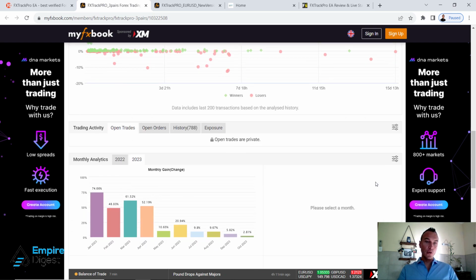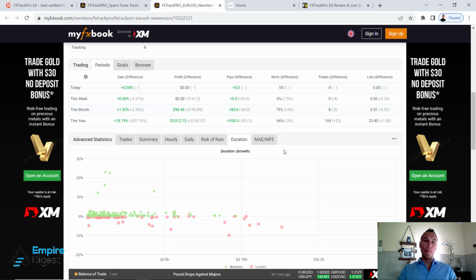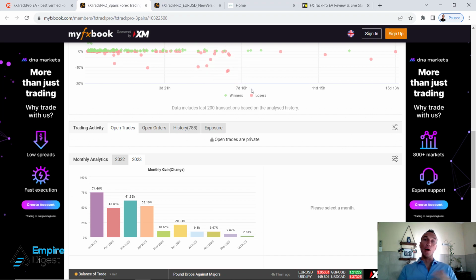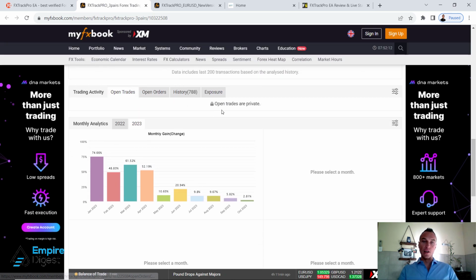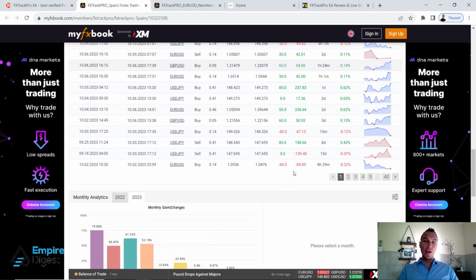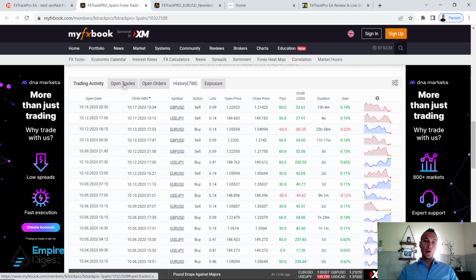Now, next thing that you want to have a look at, you can open up both, just follow along, and you can open up both set files in order to see how it's been performing. Then if you look at open trades, they're not going to share their open trades because people copy their trading style. It's easy to figure it out. You can have a look at the history of the trades.